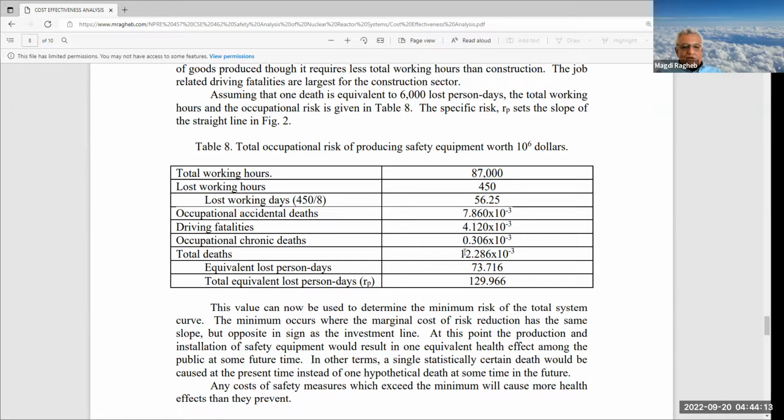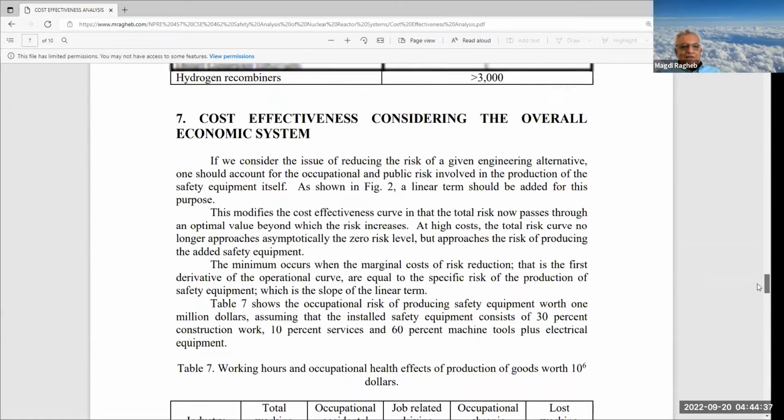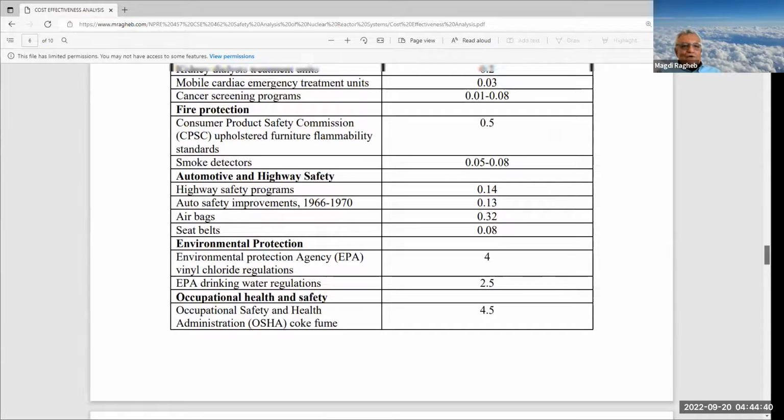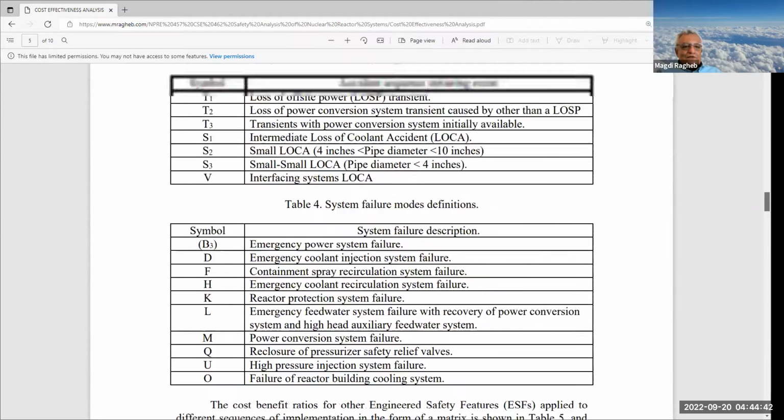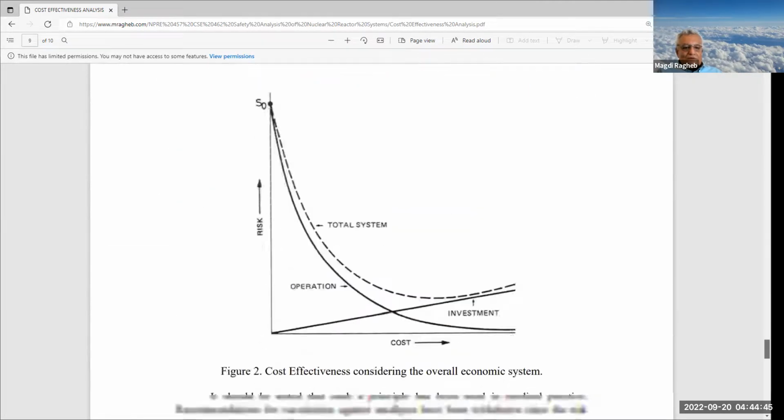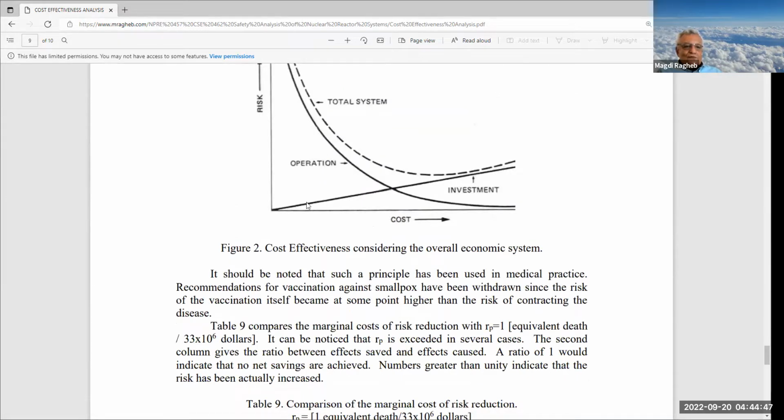So if you take the total deaths as 12.10 to minus 3 as risk, the equivalent lost persons per day is 73 person multiplied into days. And the total equivalent lost persons per day is 129 or 130 persons day lost. So that R sub P here would be the slope of that curve when we consider the overall system.